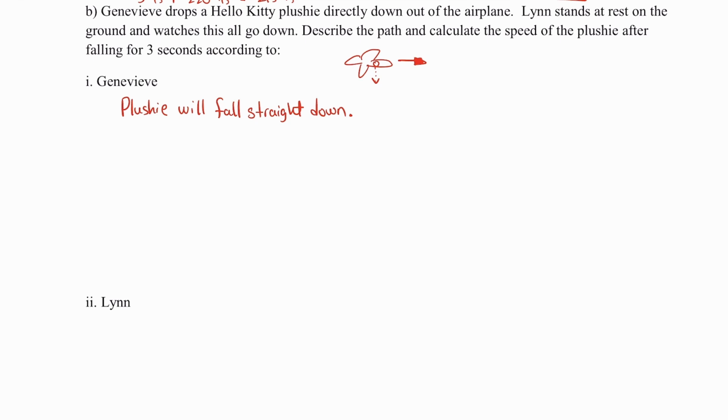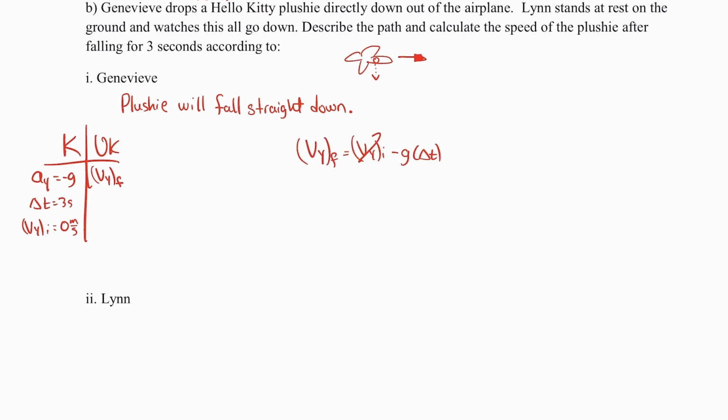So now we need to calculate the speed. So let's create some knowns and unknowns here. I know that the acceleration is -g. This delta t that I'm interested in is 3 seconds later. I know that because it is dropped, my initial vertical velocity is 0. And I'm looking for the final speed. So given these knowns and unknowns, I'm going to use this formula.